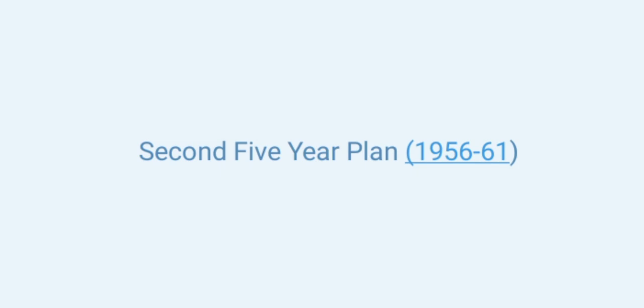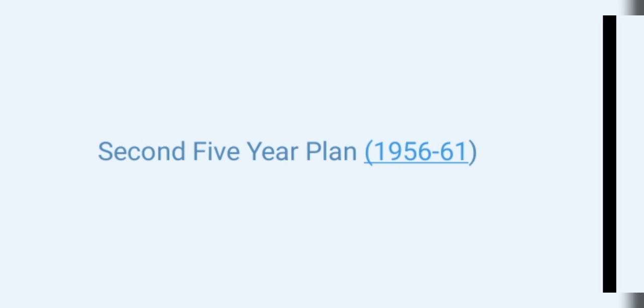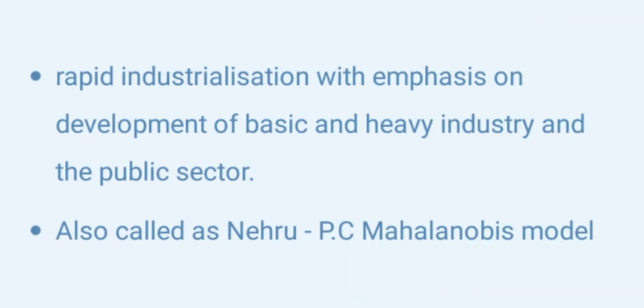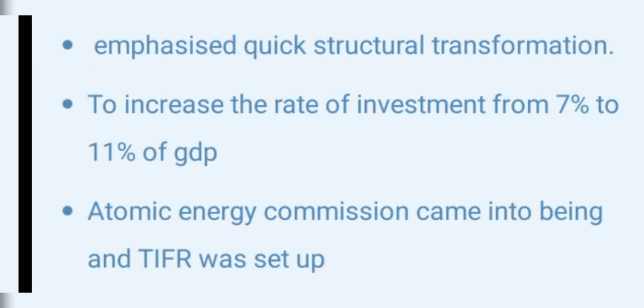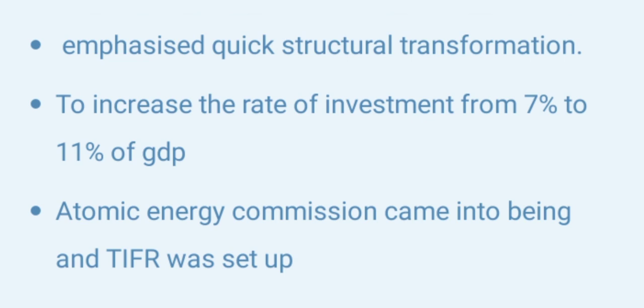Second 5-year plan, 1956 to 1961. Rapid industrialization with emphasis on development of basic and heavy industry and the public sector, also called the Nehru-Mahalanobis model, emphasized quick structural transformation to increase the rate of investment from 7% to 11% of the GDP.